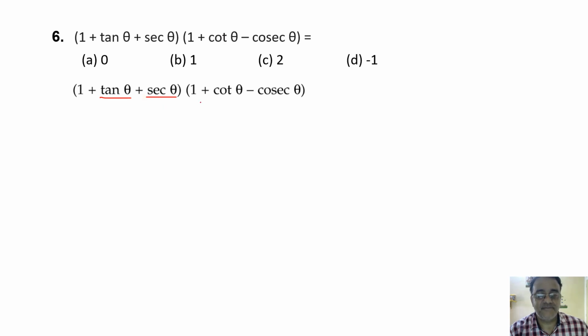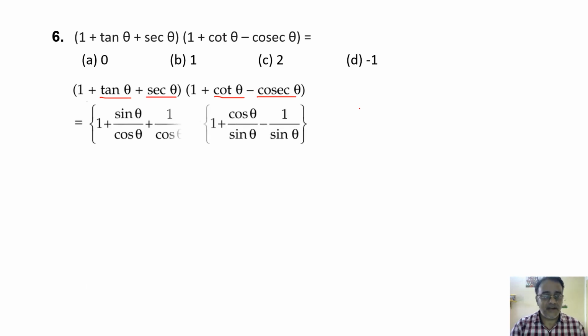Sec theta. 1 by cos theta. Cot theta. Cos theta by sin theta. Very good. Cosec theta. 1 upon sin theta. Right. So we are replacing. Okay. Now we have to take LCM.